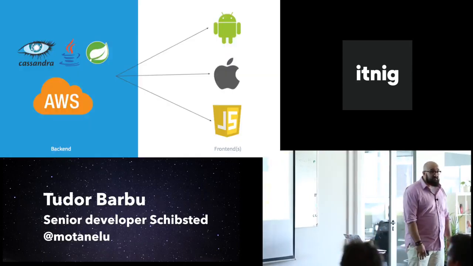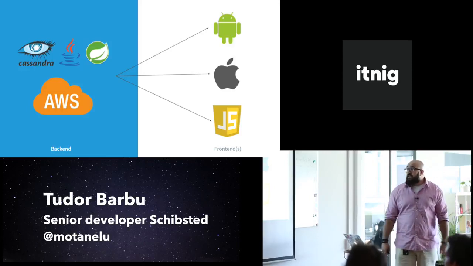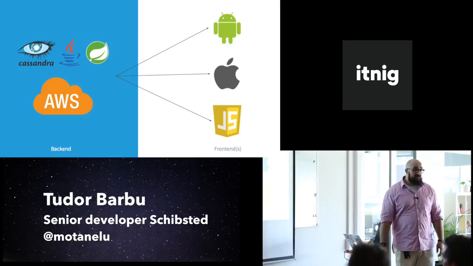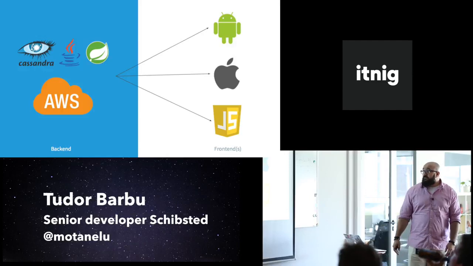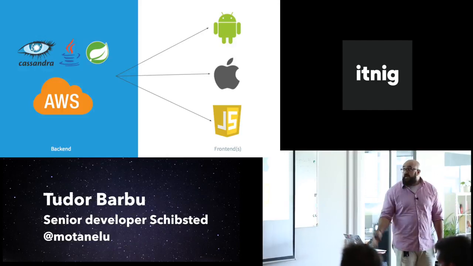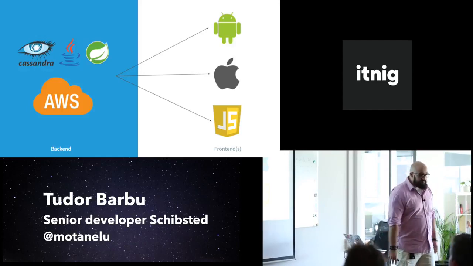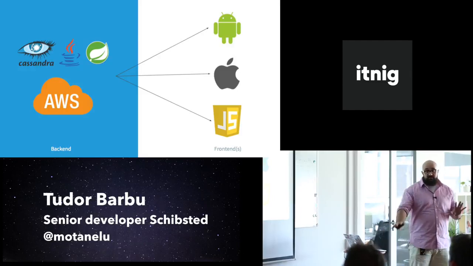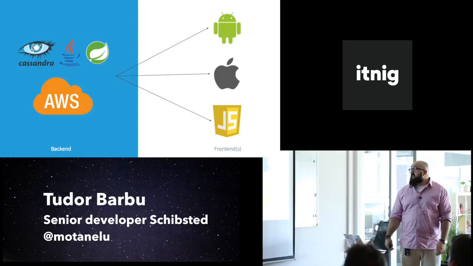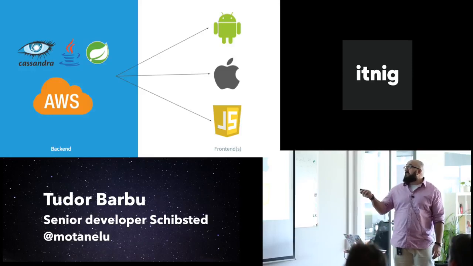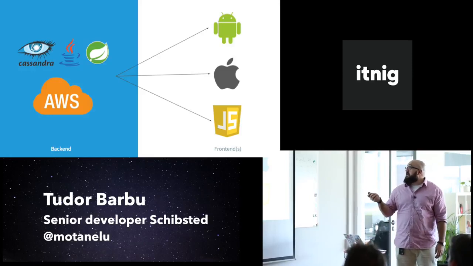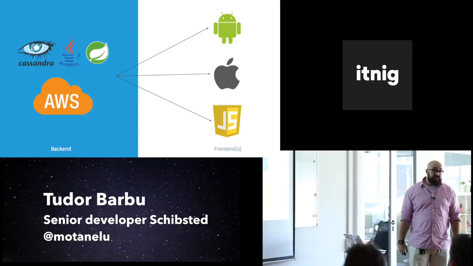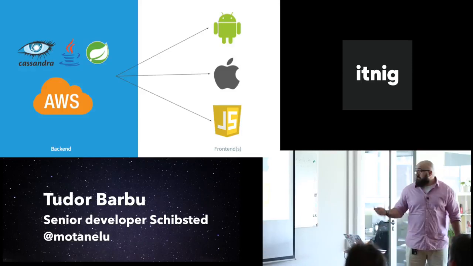Basically, the messaging system has two main components. One is the backend, which is built on Java with Spring Boot and uses Cassandra as a data store. And it runs completely on AWS. We're a cloud-only company. And then we have three front ends, which is an Android SDK, an iOS SDK, and a JavaScript widget. I work in JavaScript.